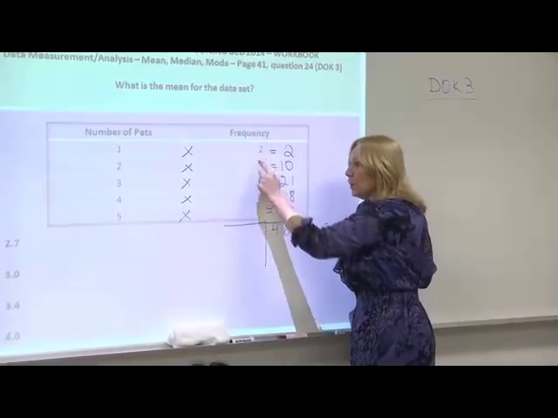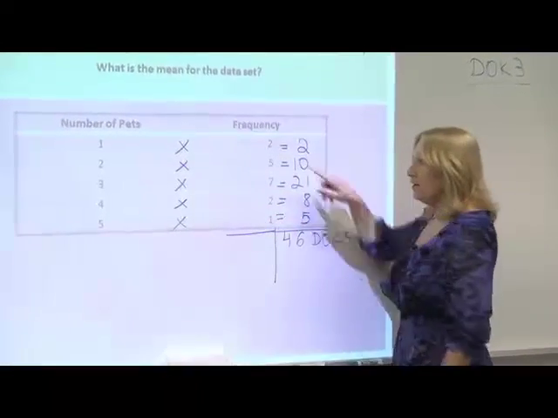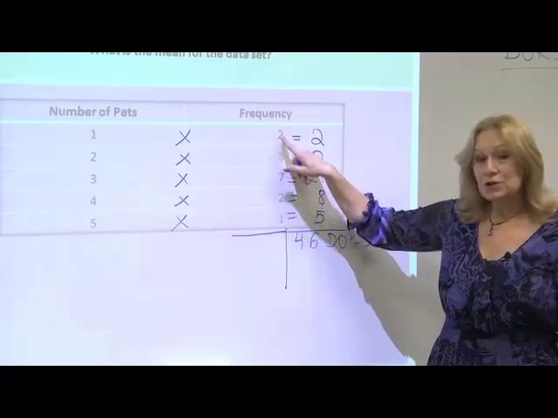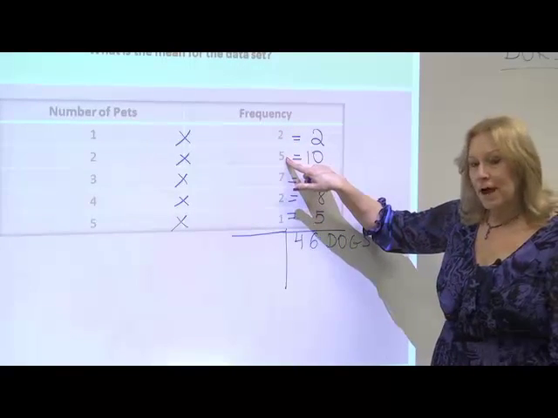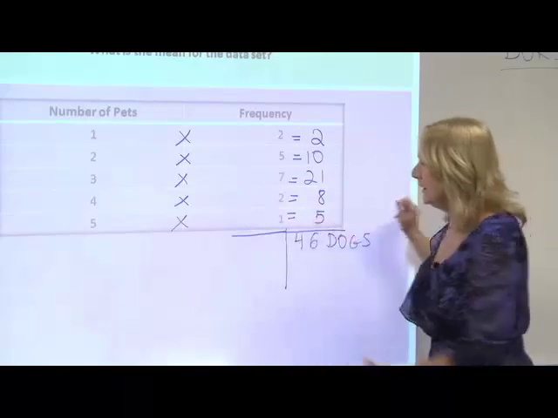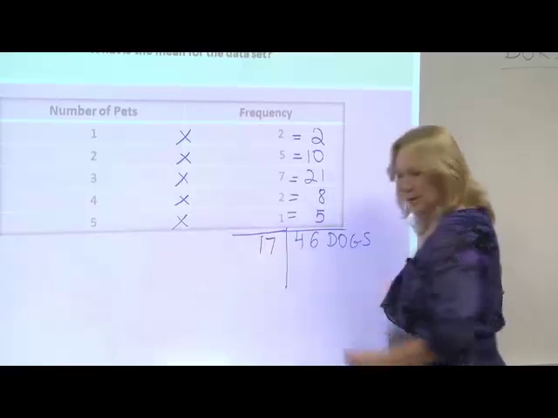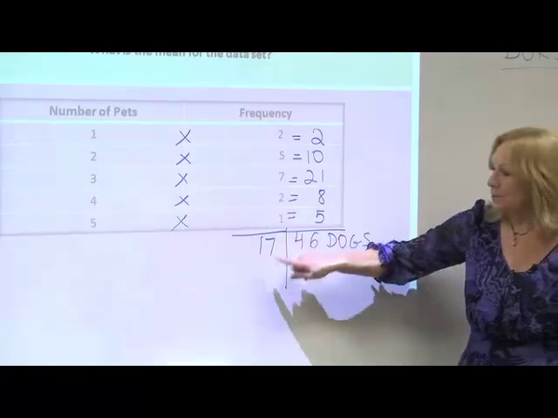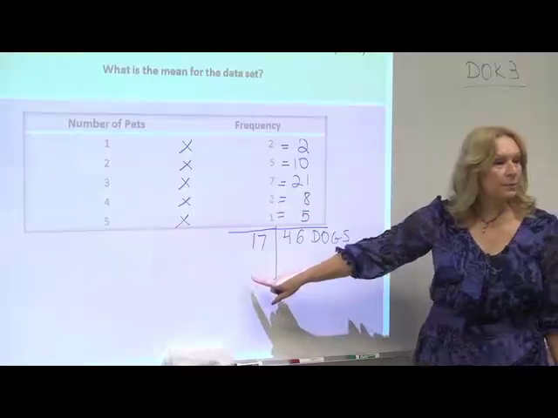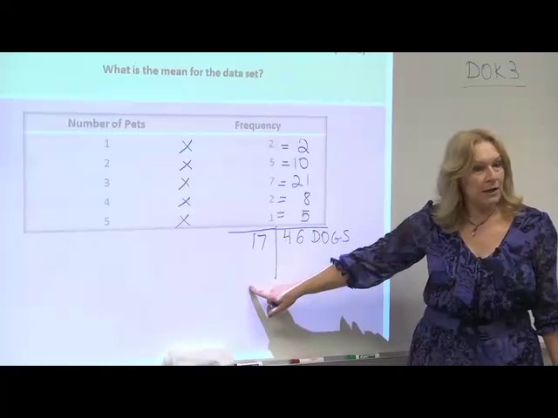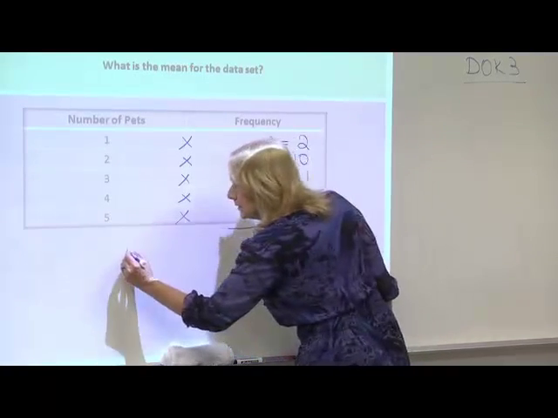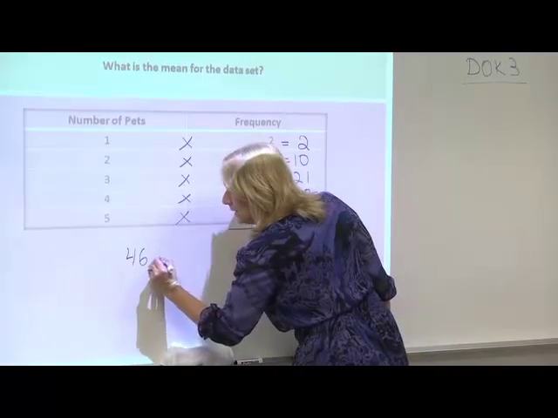So don't count this as 1, 2, 3, 4, 5. There are 2 families here, not 1. So it's not just 1. So we have 2 and 5, 7, with 7, 14, 16, 17 people. And that's really the trick that most students wouldn't notice, that 17 people have been involved in this question. Okay? So you need to divide now the 46 by 17.